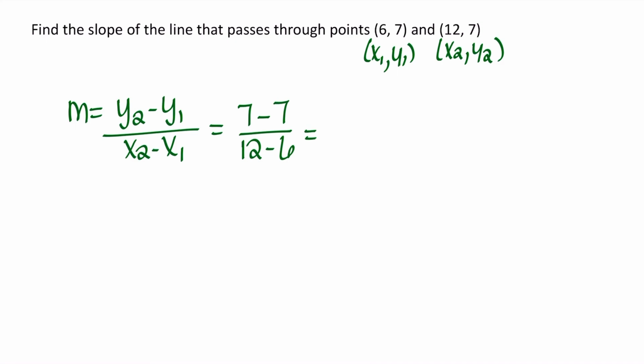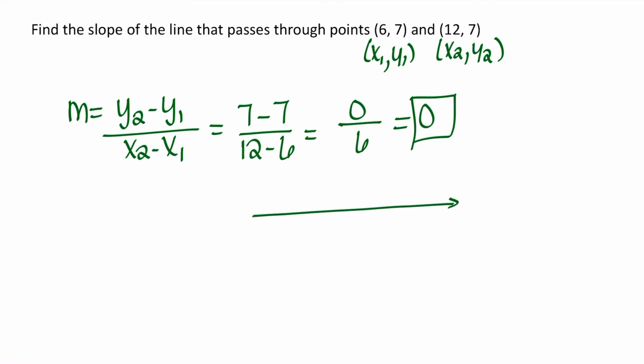When we simplify this, we have 7 minus 7, which is 0. 0 divided by 12 minus 6, which is 6. So 0 divided by 6 is just 0. So that is the slope of the line through these two points. Remember, extra fact, if a slope is 0, it's going to be just a horizontal line like this through the points (6, 7) and (12, 7).